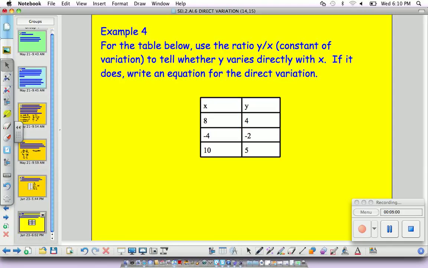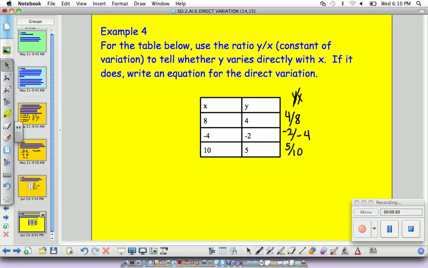Example 4. For the table below, use the ratio y over x, constant of variation, to tell whether y varies directly with x. If it does, write an equation for the direct variation. So we're going to have another column, a y over x column. For my first ordered pair, I have 4 over 8. Second ordered pair is negative 2 over negative 4. And the third ordered pair is 5 over 10.